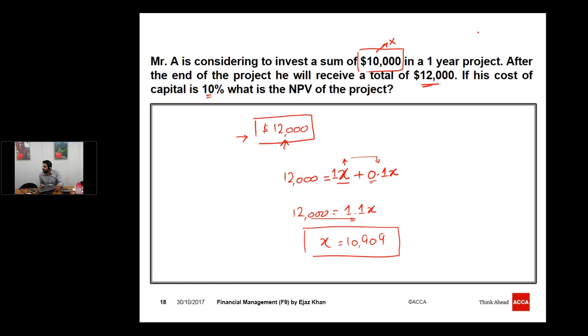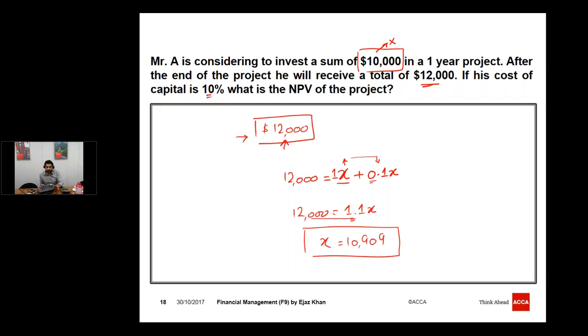Is it okay now? Okay. So Mr. A needs to invest $10,909 today against the $12,000 that he is going to receive after year 1, and in that case he will be able to generate 10% return.